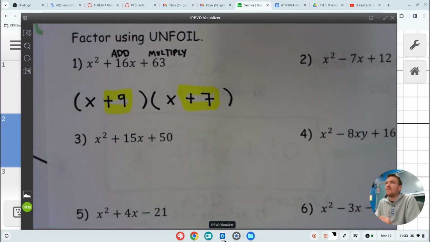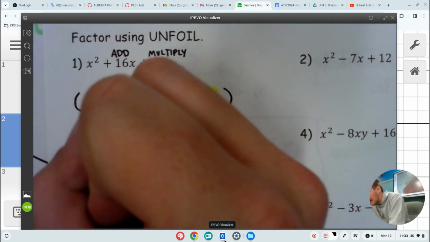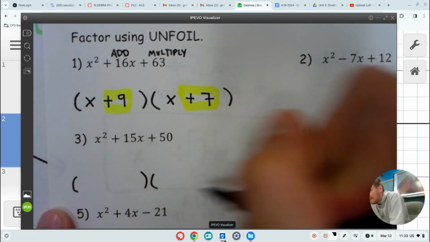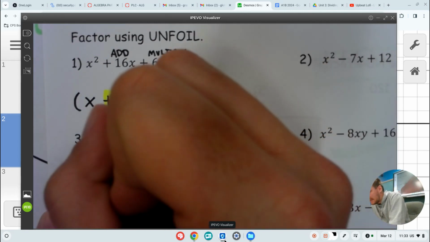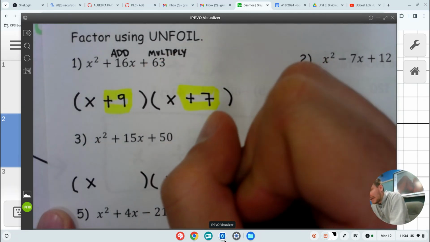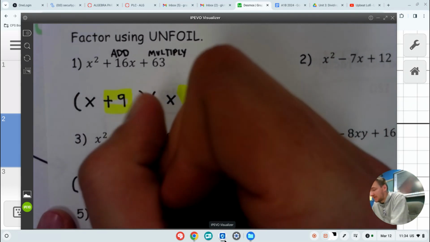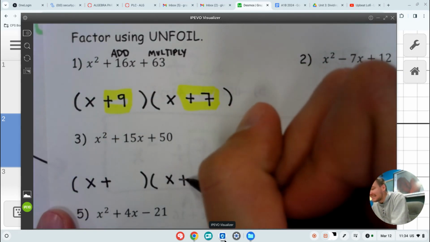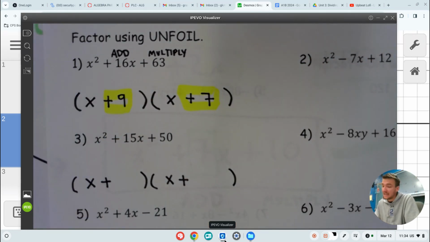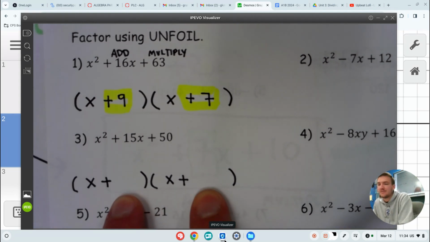A little bit of a puzzle. And sometimes that's really easy. Like look at number 3. I think everybody, if I gave you 5 minutes, could figure this out. Okay? We're looking for two numbers. They have to add together to make 15. And those same numbers have to multiply to make 50. Can anybody solve this puzzle?